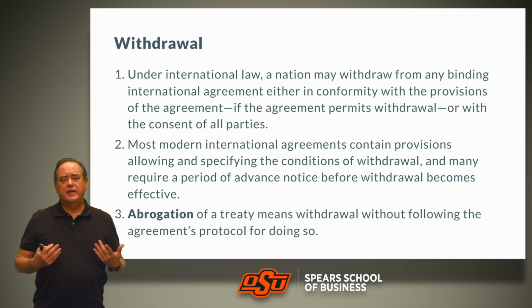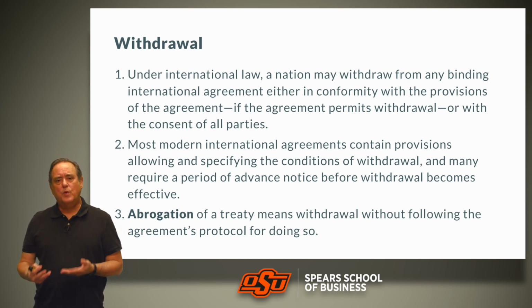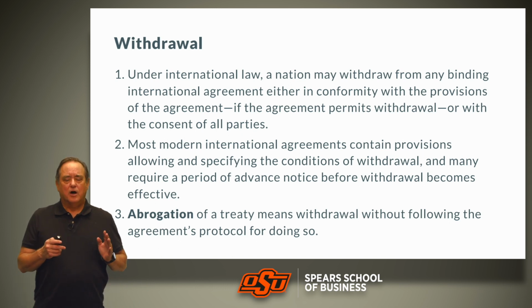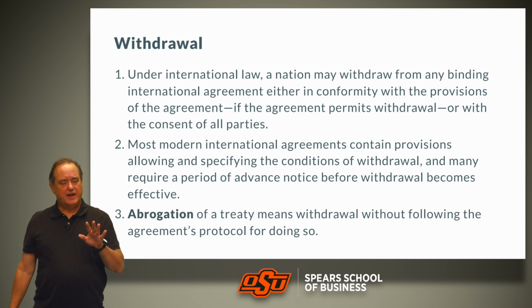Now, sometimes you can hear about abrogation of a treaty. An abrogation of a treaty occurs when a state withdraws from a treaty without following the agreement's protocol for doing so, oftentimes unilaterally saying, we are not going to abide by the treaty anymore. We have withdrawn from the treaty. Abrogation is a fairly rare occurrence.